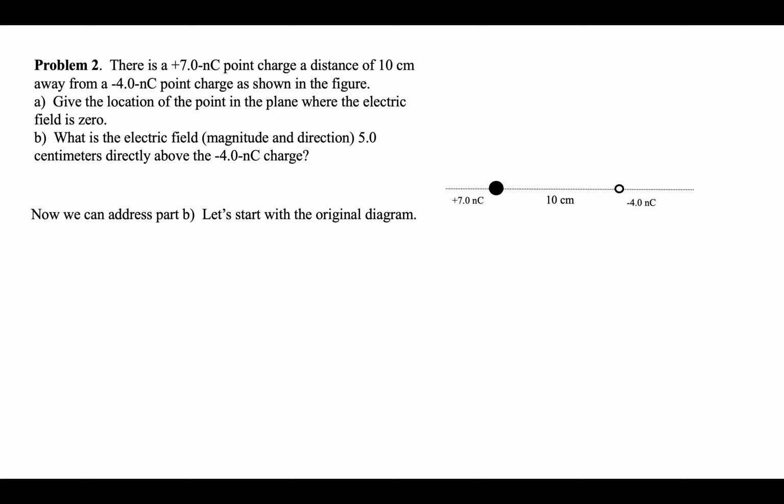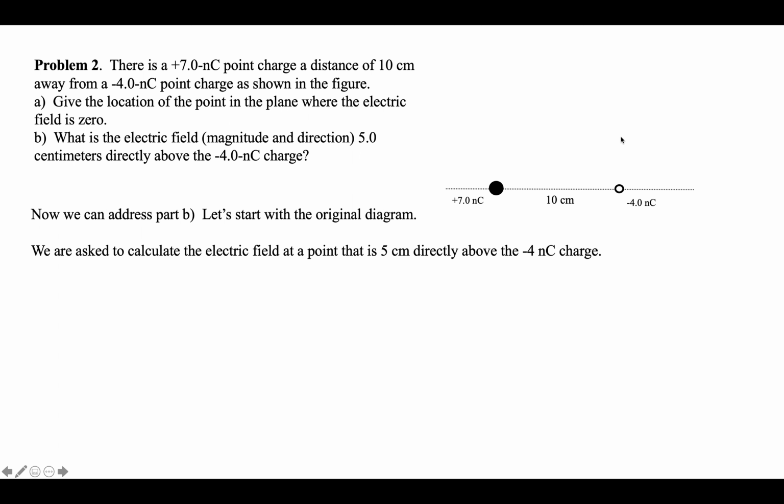So we'll start with the original diagram. Now we want the field 5 centimeters above the minus 4 nanocoulomb charge, which is about there. The question is, what's the field right here? We can start by drawing the vectors in by sketching them in. The minus 4 is going to make a strong field down.